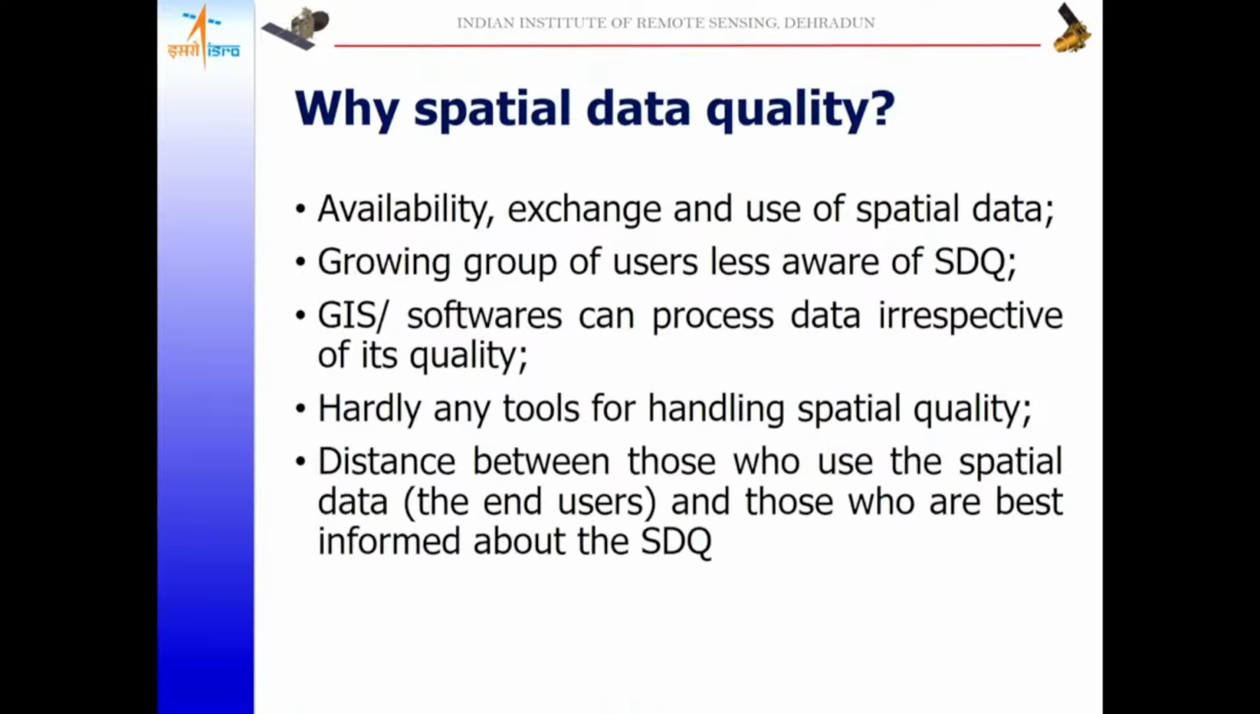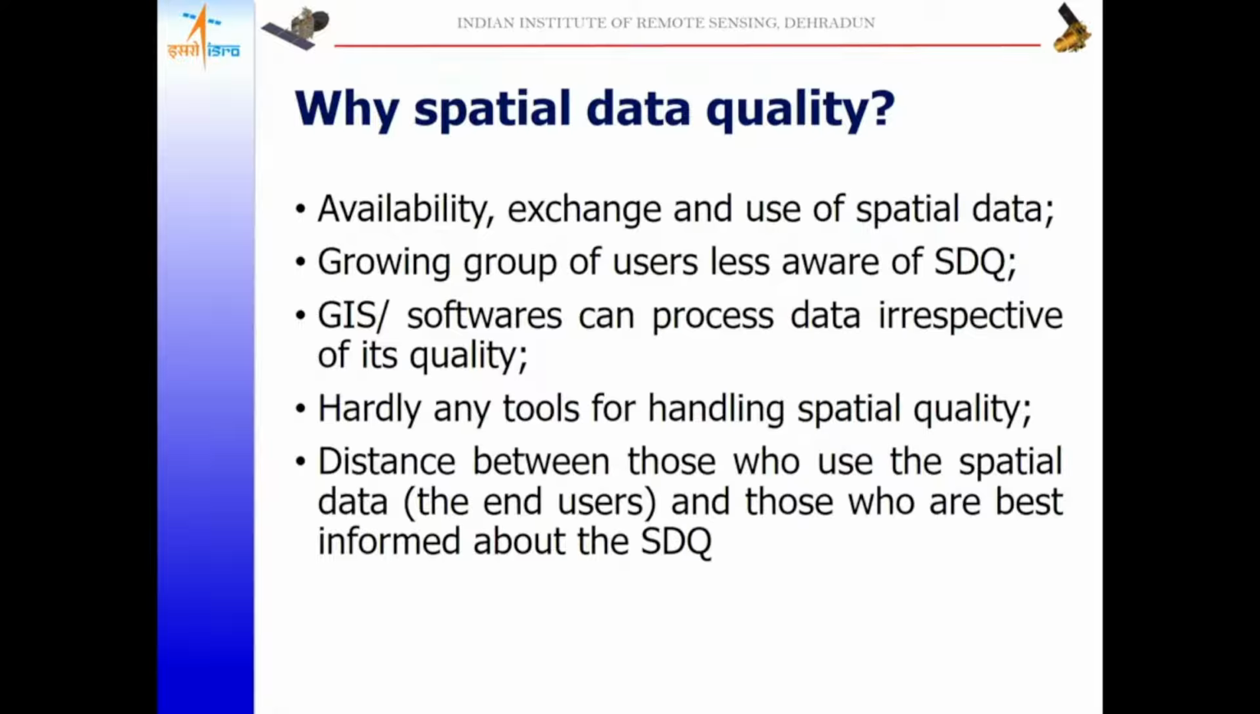So why spatial data quality? Because of the availability today, more availability is there, and exchange is also there. Now we are generating a lot of products and disseminating them to other users. Like today we are providing images, and other ministries and departments will be using this data set, and based on that they take decisions. So it plays a very important role. If we provide good quality data and information to them, then it will be used for decision making.